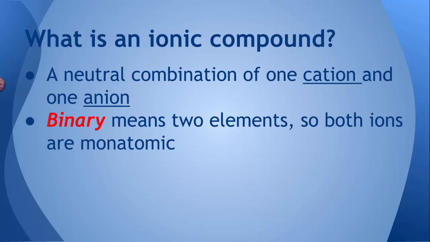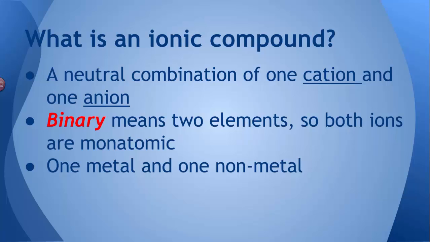Neutral is important. The word binary means that we're talking about two elements. So both ions, the cation and the anion, are going to be monatomic ions. If you remember that cations are the ones that lose electrons, those are metals. And the other ones, therefore the anions, gain electrons, those are nonmetals. So a binary ionic compound is made from a metal and a nonmetal together.